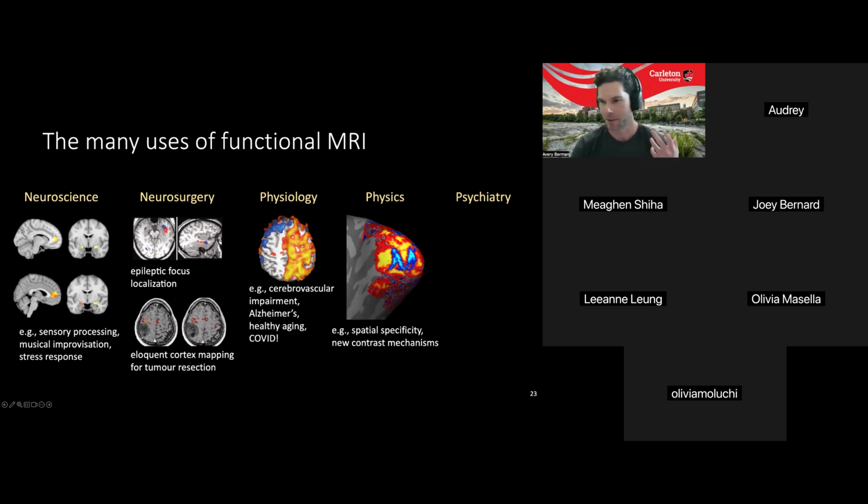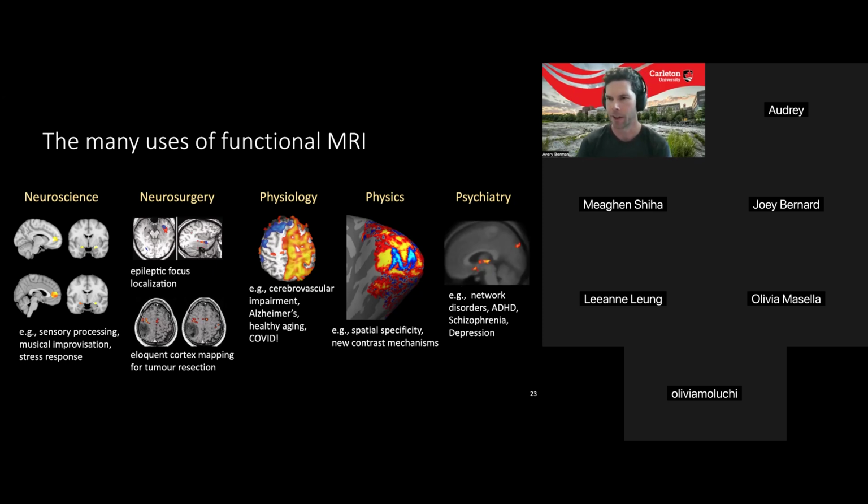Us physicists use MRI or functional MRI and develop techniques, try to understand better the spatial specificity, make sure we know where our signal is coming from and how that relates to the underlying vasculature or neurons in the area, and then developing new contrast mechanisms that might be more specific to particular areas of the brain, for example.